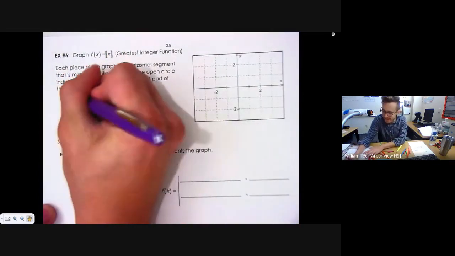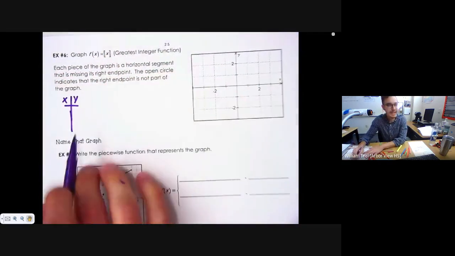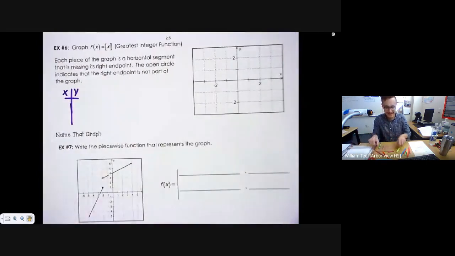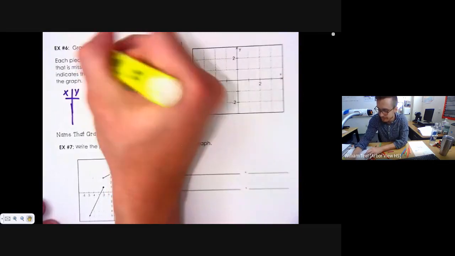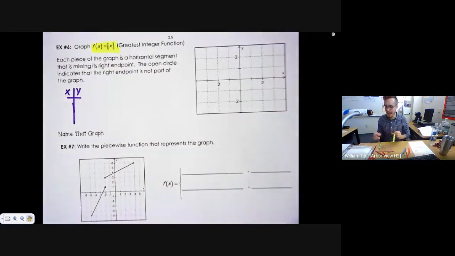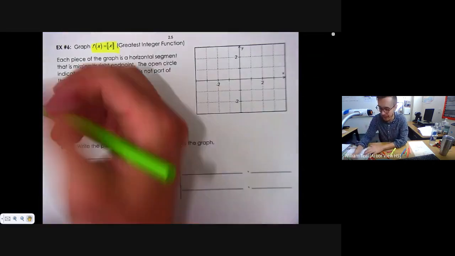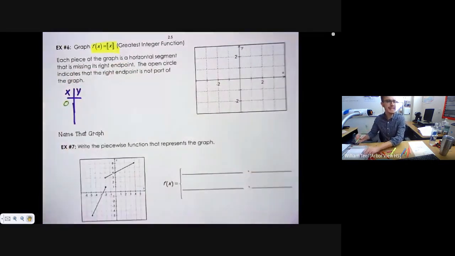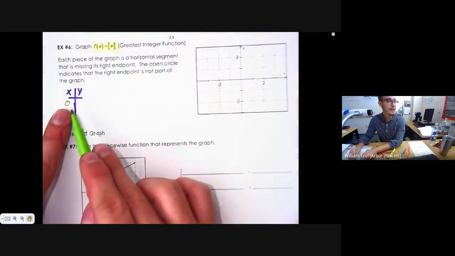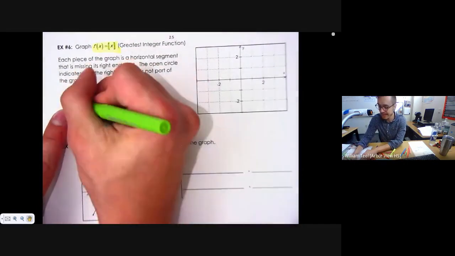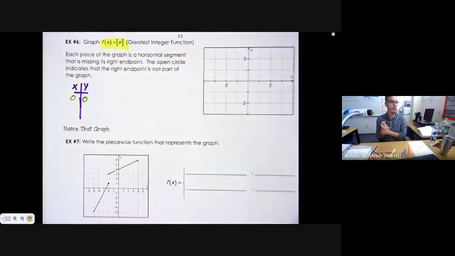So if I have x, y, and we're looking at the function f of x is equal to the greatest integer of x, I'm going to go ahead and plug in a couple of values. Let's first plug in 0. If I am plugging in 0, what is the nearest integer to 0? Well, 0 in and of itself is an integer. So I'm going to say that is equal to 0.